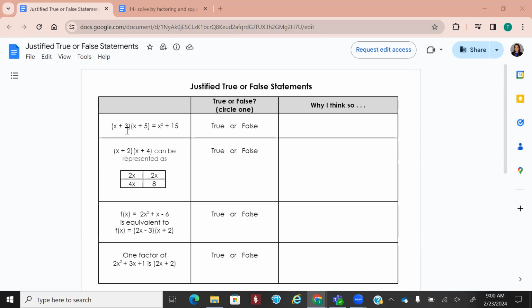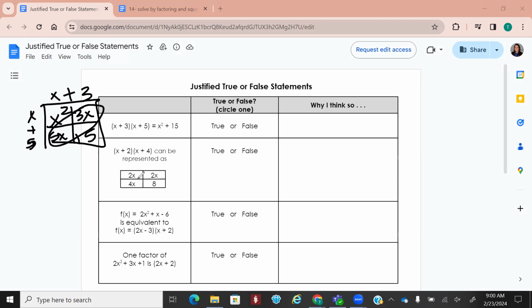Okay, so right here, this is multiplication. This is what we learned on Monday. So box, x plus 3 times x plus 5. I can write x times x is x squared. x times 3 is 3x. 5 times x is 5x. 5 times 3 is 15. You're going to add up the diagonal. That's going to give me 8x in the middle. And x squared, we just bring it down. And 15, we just bring it down.